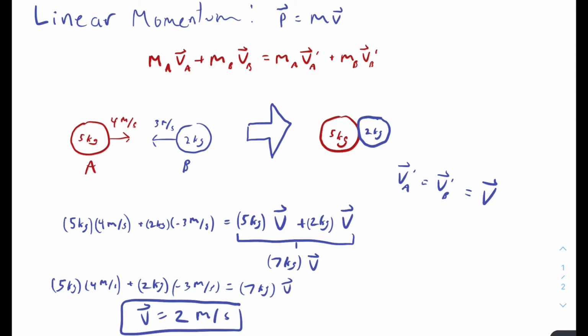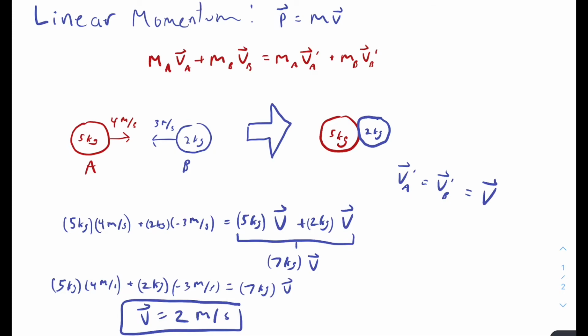It's important to note that the initial velocity of object B was plugged into the equation as negative 3 meters per second, since it's moving in the negative x direction. If we didn't do this, we would have gotten the wrong answer. The answer that we got also shows us that because object A has more momentum, the two objects will continue to move in that same direction when they join together.